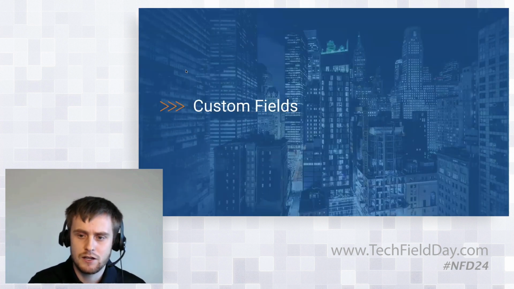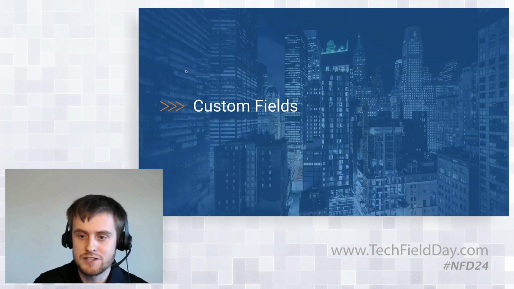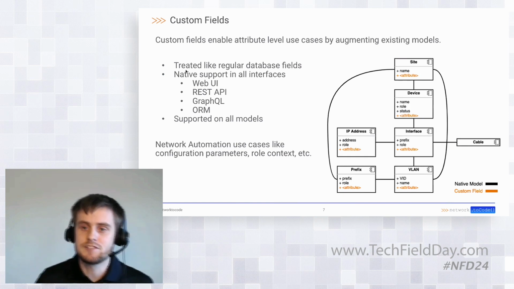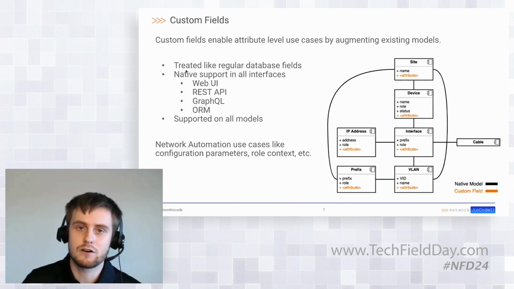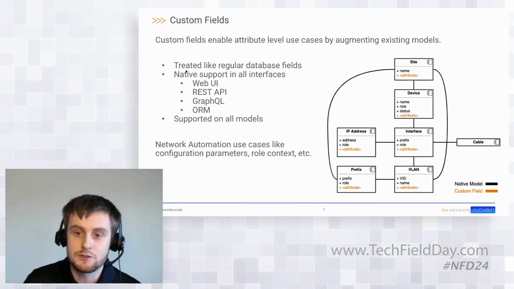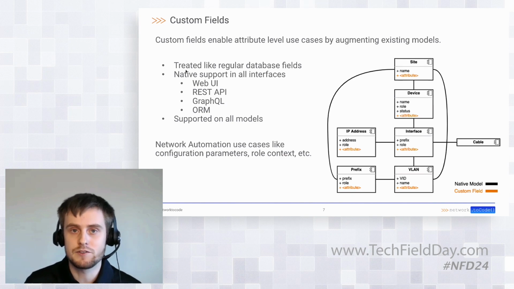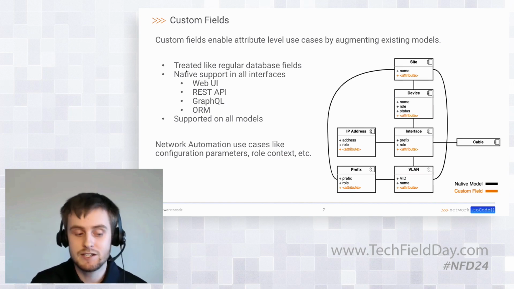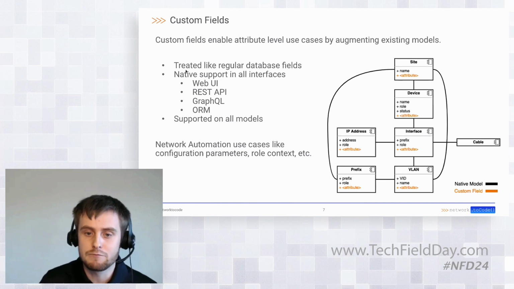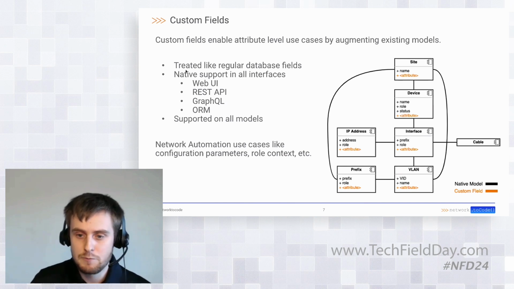So let's talk about a couple of these features in a little bit more depth. Let's talk about custom fields first. As I mentioned, this is attribute-level data that we are augmenting the existing data model with. They're treated like regular database fields, and that's important because they have native support in all of the different interfaces we would use to interact with the data in Nautobot: specifically the web UI, the REST API, GraphQL, which you'll hear from Damien about, which is very cool, and the ORM for things like custom jobs and so forth.